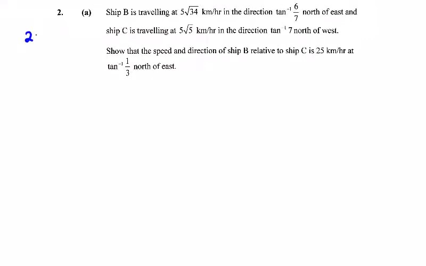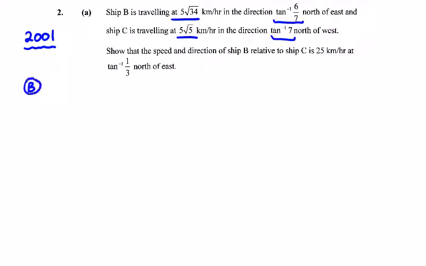Here we have the 2001 relative velocity question. Ship B traveling at 5 root 34 kilometers an hour. Ship C 5 root 5, and we're given the inverse tan of the angles that they're traveling at. So let's have a look at ship B here.